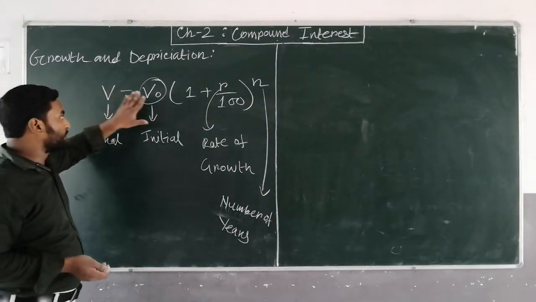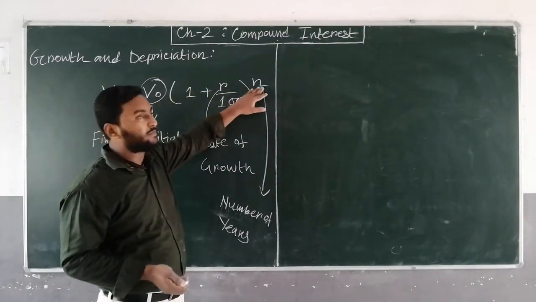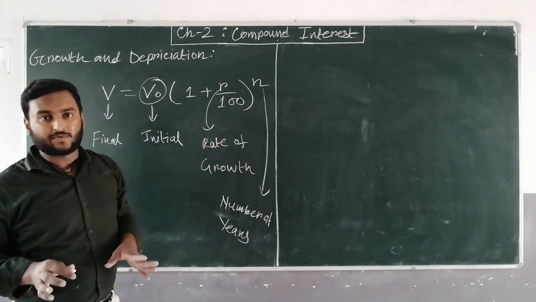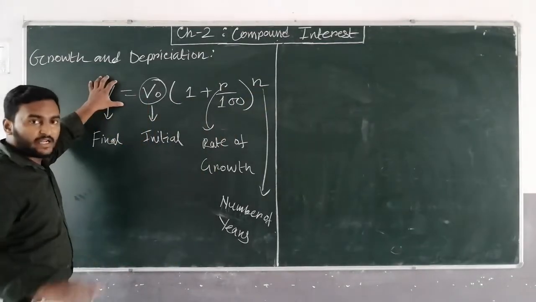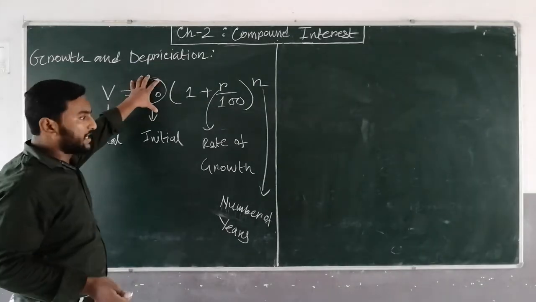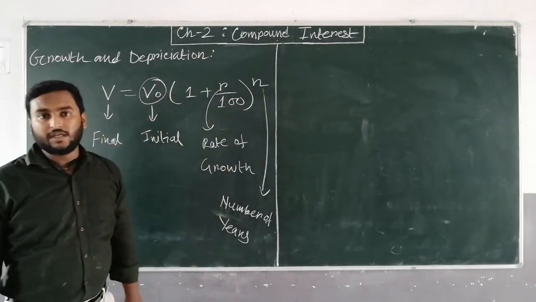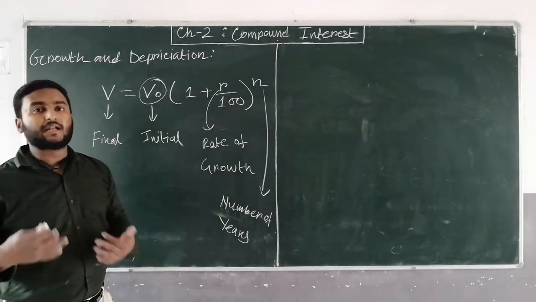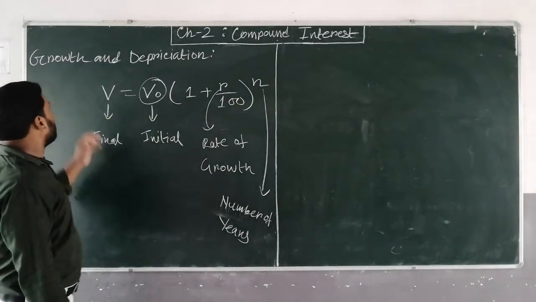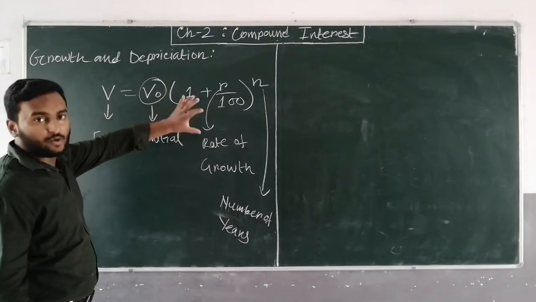So amount equals principal into 1 plus R upon 100 to the power n, just like the compound interest formula. The final population after some years is V, this is the initial population, and 1 plus R upon 100 to the power n, where n is the number of years, or you can say the number of conversion periods. So this is the formula for finding the growth.